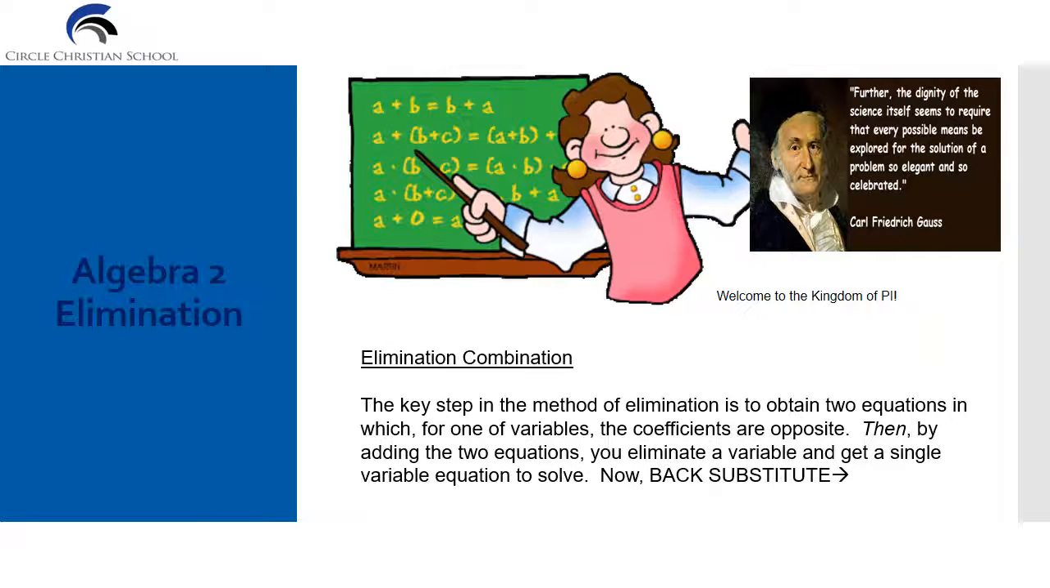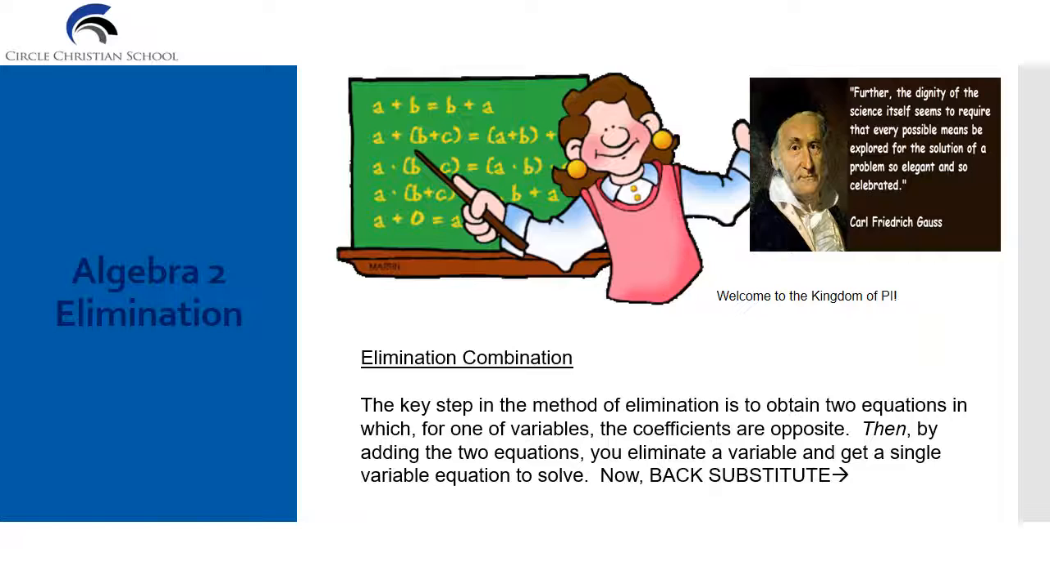Algebra 2, elimination. Elimination combination. The key step in the method of elimination is to obtain two equations in which, for one of the variables, the coefficients are opposite signs. Then by adding the two equations, you eliminate a variable and get a single variable equation to solve. Now, back substitute.